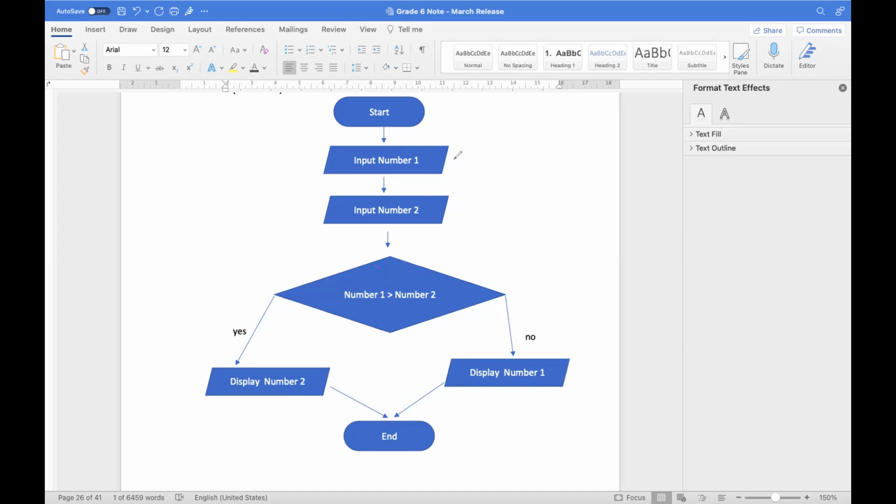Whatever number you enter, regardless of the input, let's say the first number is 73 and the second number is 23. Is 73 greater than 23? Yes. If yes, display number 2, that is 23. The smallest number will be displayed. So only one path will be followed, either this path or this path.